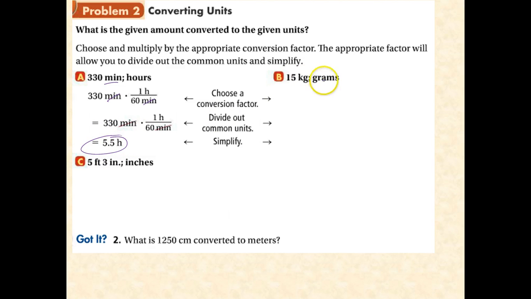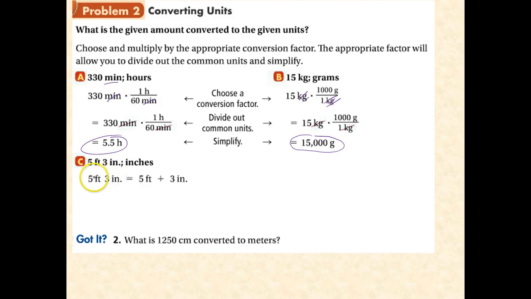15 kilograms into grams. 1,000 grams equals 1 kilogram. I want to make sure my kilograms is on the bottom so that the kilograms will cancel out. And then I just do 15 times 1,000, and that's 15,000 grams. Next, 5 feet and 3 inches into just inches. Well, I can separate my 5 feet and 3 inches into 5 feet plus 3 inches. And then I need to change the 5 feet into inches. So my conversion factor will be 12 inches over 1 foot, so that my feet will cancel.